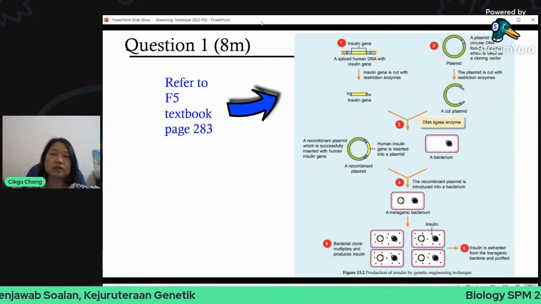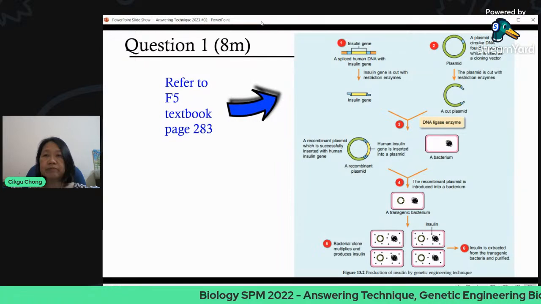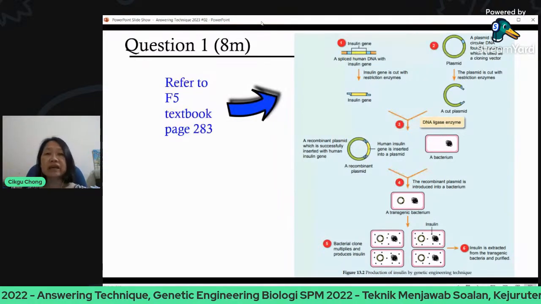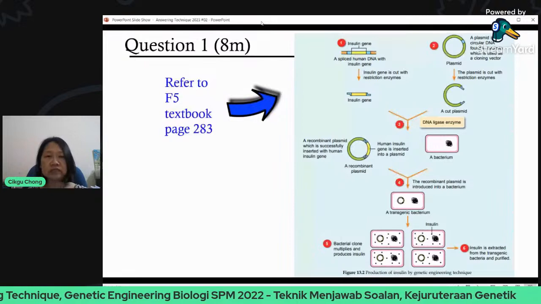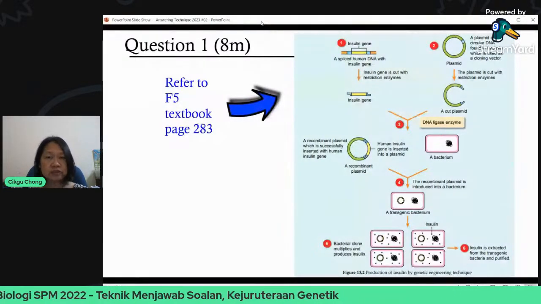So at the end of it, in a very short time, you will have many bacteria. Whatever we do, we make use of the bacteria to multiply it for us. Okay, so first of all, we must find the gene that can produce the enzyme.